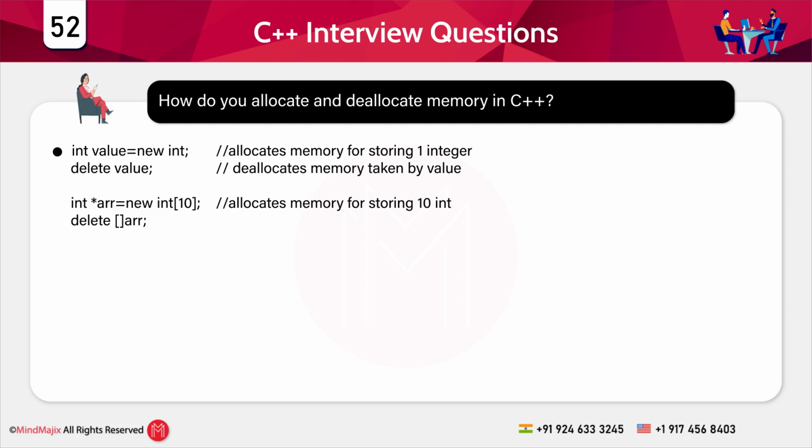Now we can use the similar thing for pointers as well. If you carefully observe, we have int star arr, which is the pointer variable, and here we have new int of 10. This allocates memory for storing 10 integers. Similarly, we can delete the above array pointer by using the delete keyword.